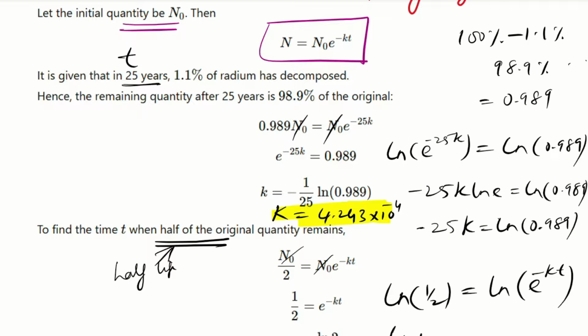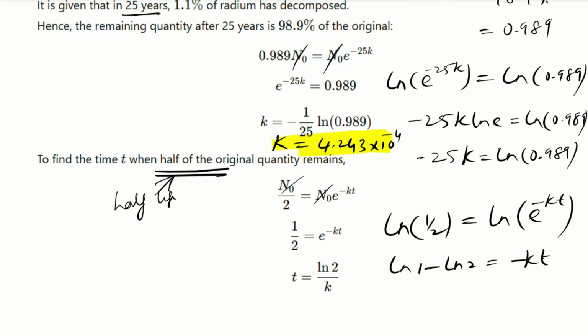That is ln of 1 minus ln of 2 is equal to ln e raised to minus kt, which is nothing but minus kt into ln of e. So ln of e is 1, natural logarithm. Again we have ln 1 minus ln of 2. Ln 1 is 0. So 0 minus ln of 2 is equal to minus kt. Correct. So here minus minus cancels. So we have the time t is equal to ln of 2 divided by k.